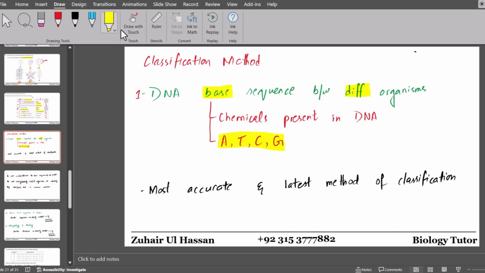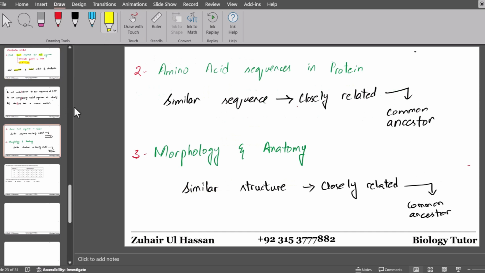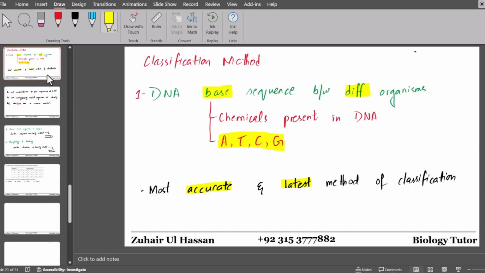These bases are chemicals that are present in DNA, and these bases are present in a specific sequence in each and every species. So different species have different base sequences present in them. One characteristic feature of DNA sequencing is that it is the most accurate and latest method of classification. There are also some other methods of classification such as amino acid sequences in the proteins, morphology and anatomy, but between all of these methods, the DNA base sequence method of classification is the most accurate and the latest method of classification.